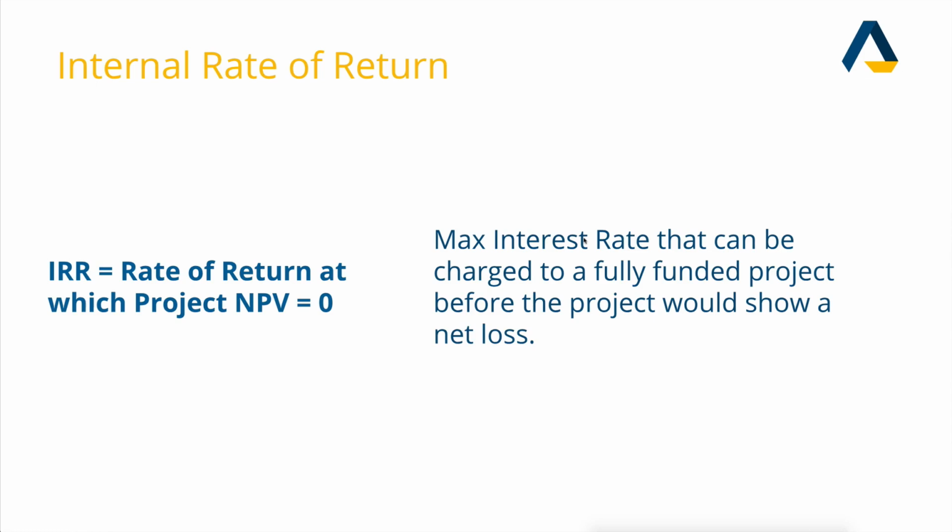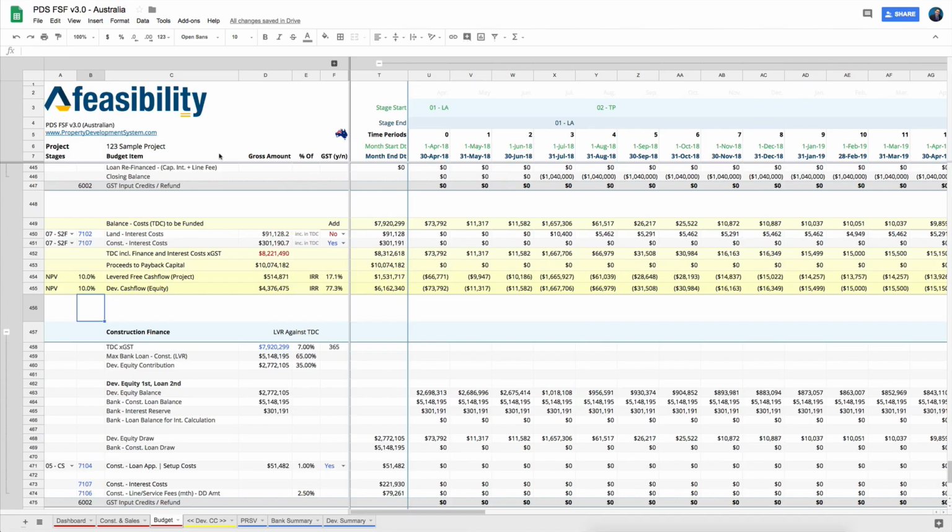So it's the maximum interest rate that can be charged to a fully funded project before the project will start showing a loss. So if I was to put in 70.1% or something like that over there, because all these figures are rounded, it doesn't come out to exact zero, but it comes very close to it if I put in the same amount of money in my hurdle rate.